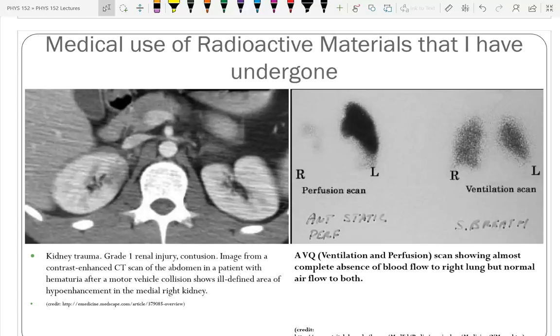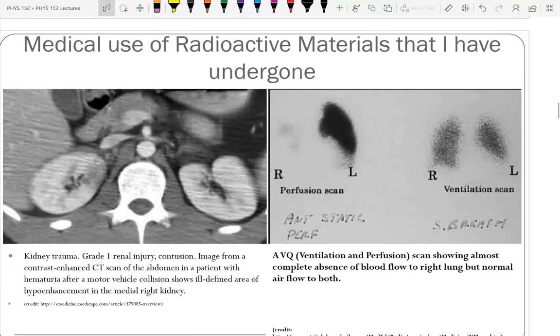It had been leaking. Also, there's the VQ scan, ventilation and perfusion. I don't know how those work together. When I had the pulmonary emboli and my lungs were in trouble, I had to have a VQ scan where they, once again, fill you up with radioactive things, and then they test two different ways to see how air is going through your lungs and how blood is going through your lungs.